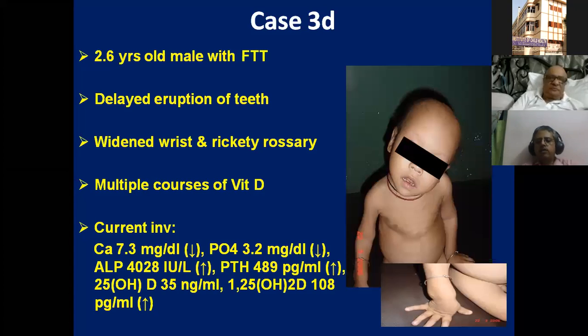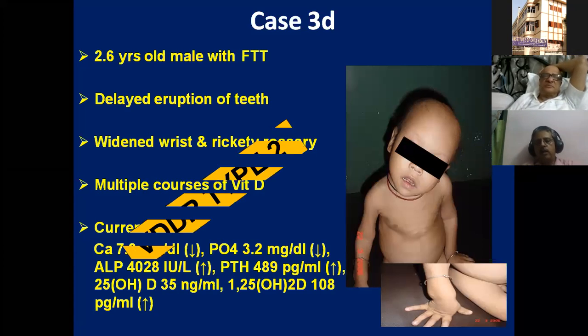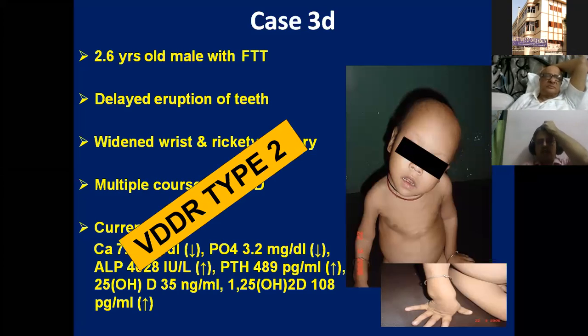And this one, courtesy Dr. Apurva sir, was here you see alopecia, and I'm sure all of you have already got the diagnosis, but the clue here is that 25 hydroxy vitamin D is slightly normal or sometimes on the higher side, and the 125 hydroxy vitamin D is also on the higher side. So with alopecia, you have got the diagnosis of VDDR type 2. We don't see it in nephrology that commonly, but at least in my practice, I've seen 3 or 4 of them.